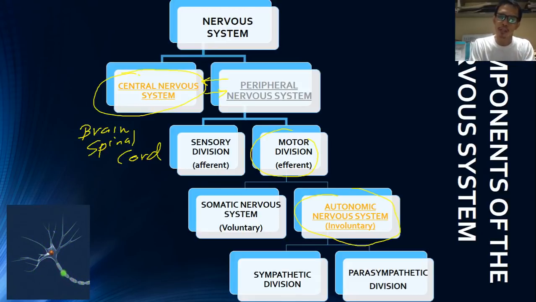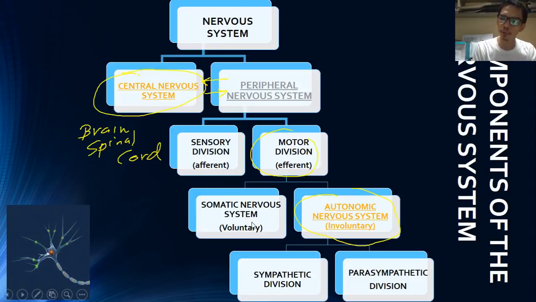Alright, so it is made up of several receptors that we discussed earlier, and those receptors are very important in gathering information about the environment. So without them, basically the central nervous system will be useless. All right, so with that, let's go now to the parts of the one group in the peripheral nervous system, which is under the motor division, called the autonomic nervous system.